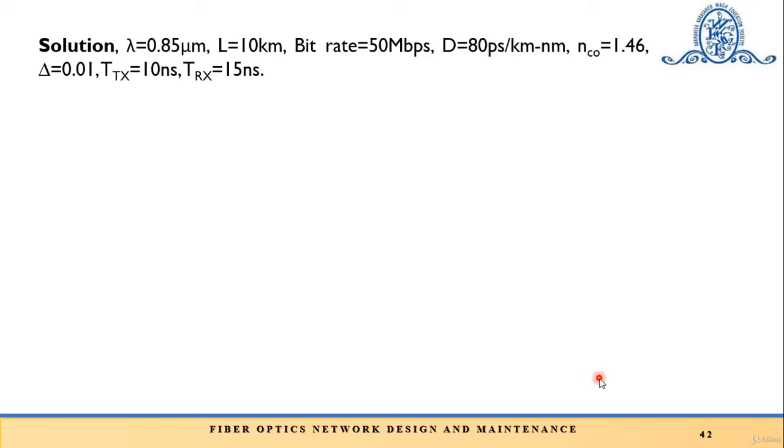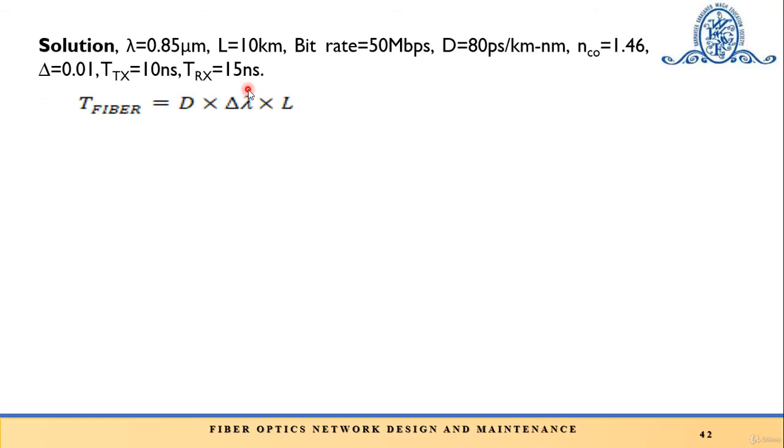Let us note down the given things. The operating wavelength is 0.85 micrometer, link length is 10 kilometer, bit rate is 50 megabits per second, dispersion is 80 picosecond per kilometer nanometer, core refractive index is 1.46, relative refractive index difference is 0.01, transmitter rise time is 10 nanosecond and receiver rise time is 15 nanosecond.